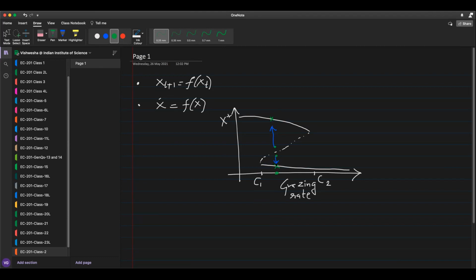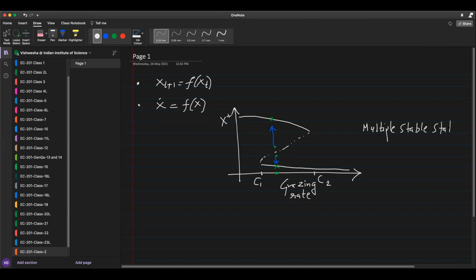Depending on the initial value, the system could reach one of two possible equilibria, and this is what we called a system with multiple stable states. Of course, in this very simple case, we only had two stable states. It's also called a bistable system, the example that we have here.